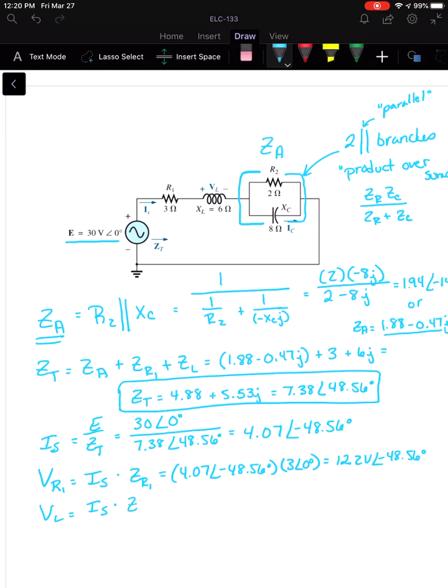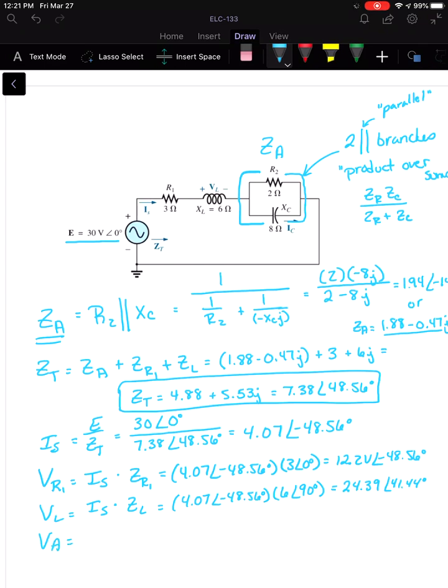Let's find the voltage drop across our inductor. That's still the source current through there, so that's going to be I sub S times ZL. So our 4.07 at negative 48.56 degrees. And we have a 6j, or in polar form that would be 6 at 90 degrees. So V sub L should be 24.39, and the angle would be 41.44.